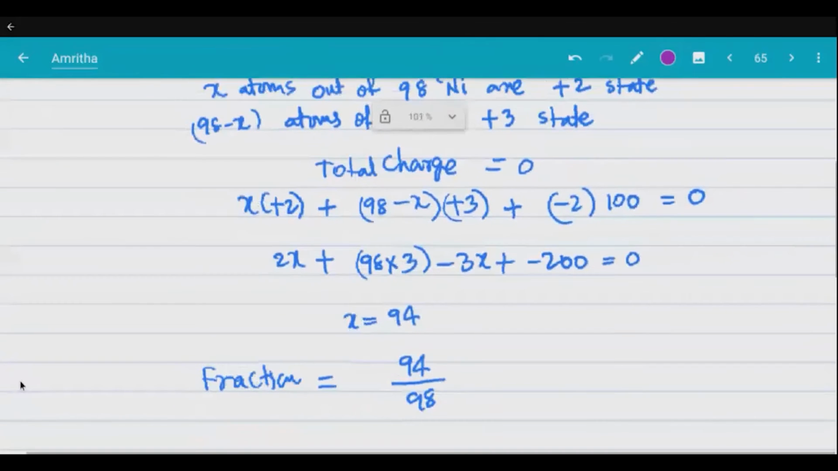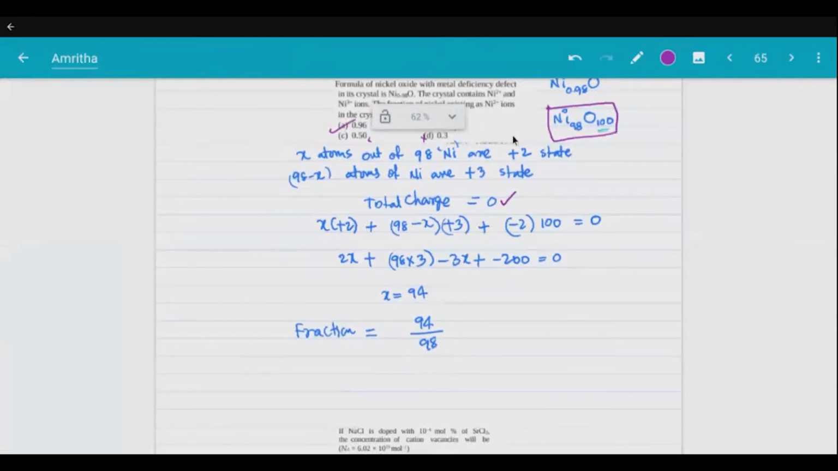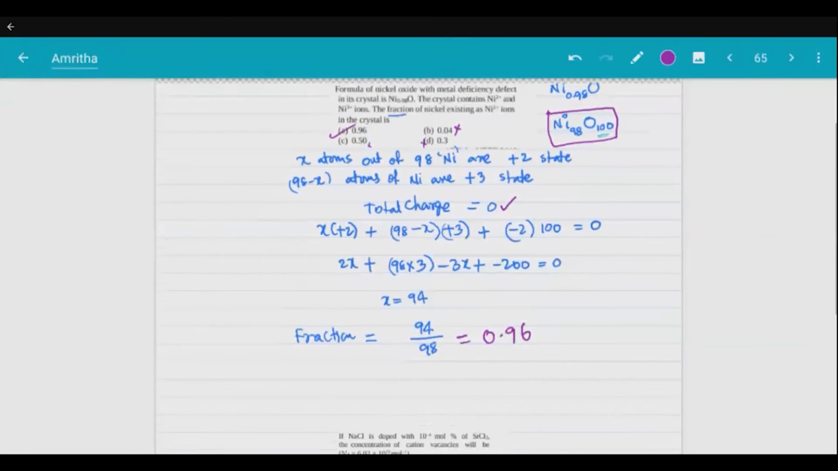We have done very simple mathematics here. The total charge must be 0. Whatever the amount of nickel atoms, whether they are in the +2 or +3 state, the total charge must be 0. Got it? So the fraction is 0.96. You can easily eliminate the option also.